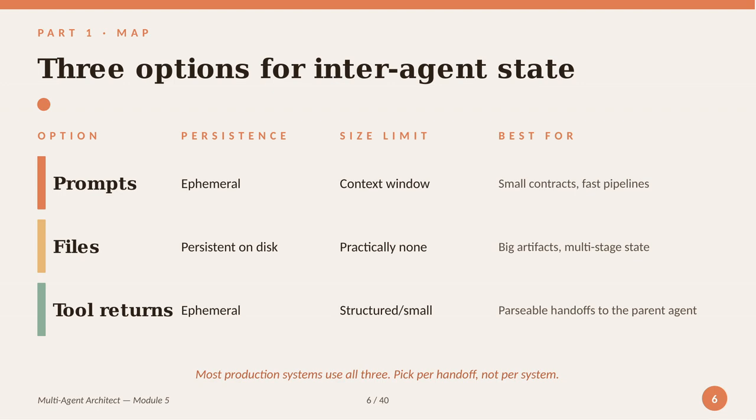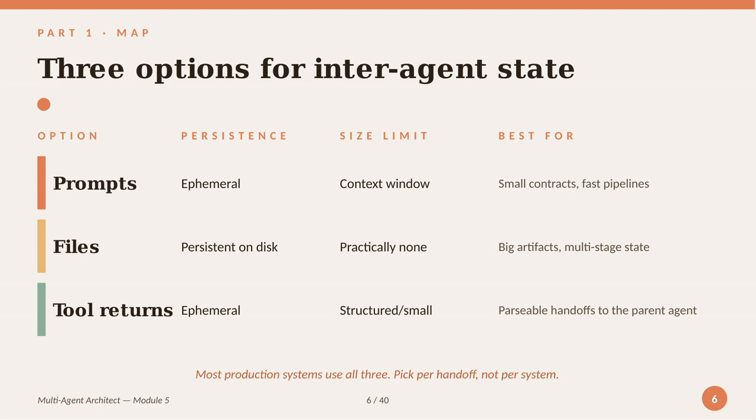Prompts. Persistence is ephemeral. Once the call returns, the state is gone. Size limit is your context window. Best for small contracts and fast pipelines where the data fits comfortably inline. Option 2. Files. Persistence is permanent on disk, survives across calls, across stages, even across sessions if you keep them. Size is practically unbounded. Best for big artifacts and multi-stage state, diffs, logs, anything that would blow up a prompt.